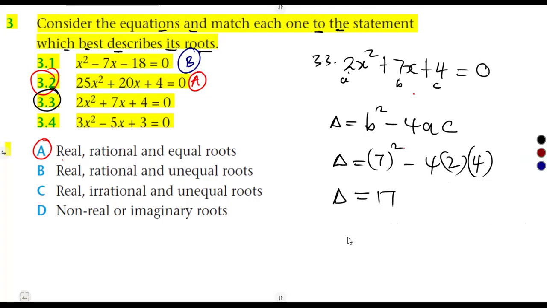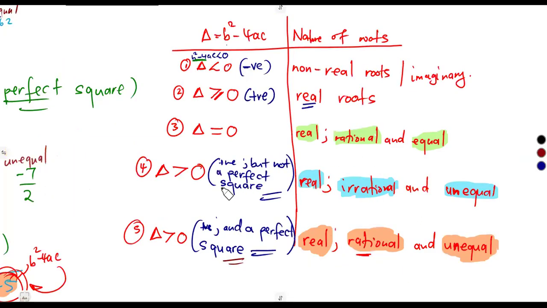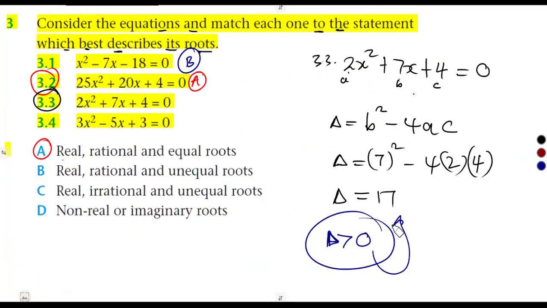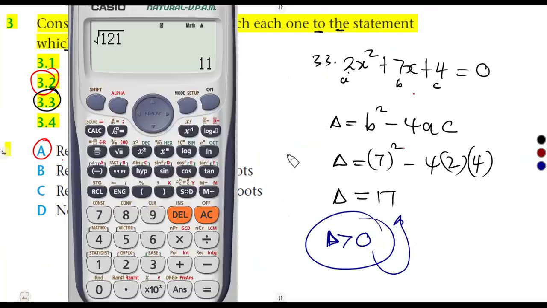It is a number which is greater than 0, as you can see. It's bigger than 0 because it's positive. But is it a perfect square or not? Because when a number is greater than 0, it must be described: is it a perfect square or it's not? Is 17 a perfect square? It's not. So if you do not know, guys, use your calculator.